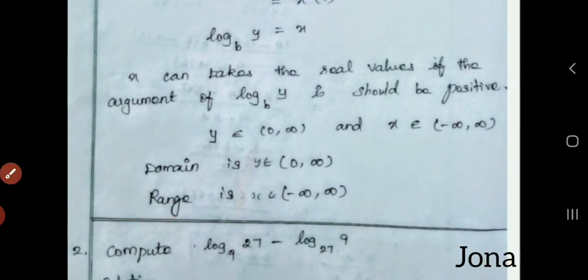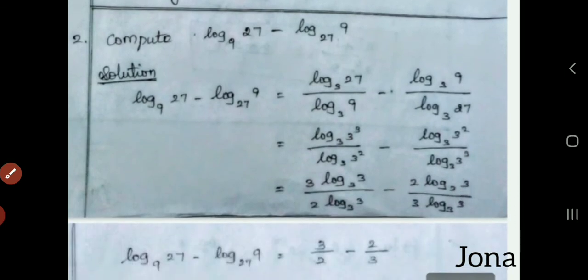Second problem. Compute log 27 base 9 minus log 9 base 27. We want to find the value of this. Here I want to write log 27 base 9 as log 27 base 3 over log 9 base 3.